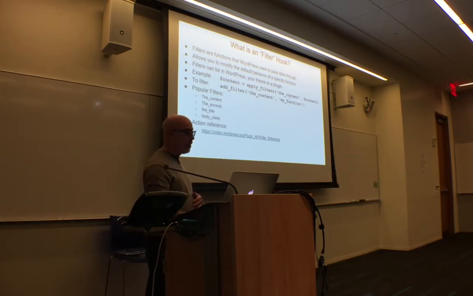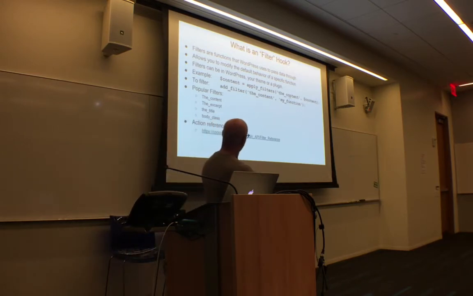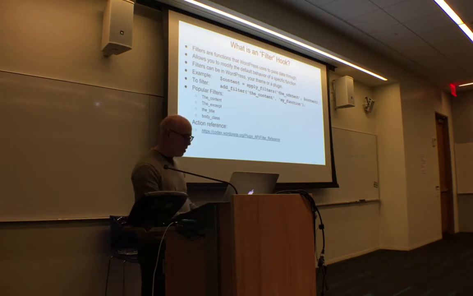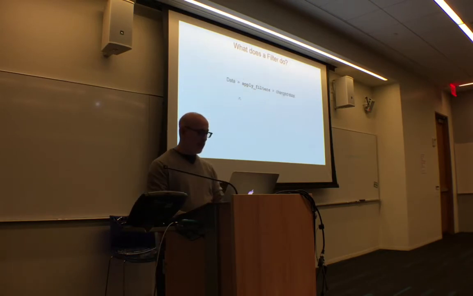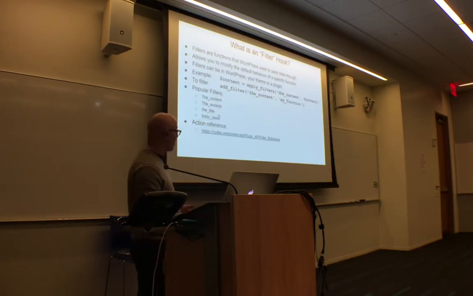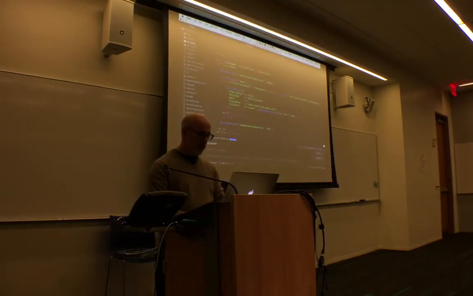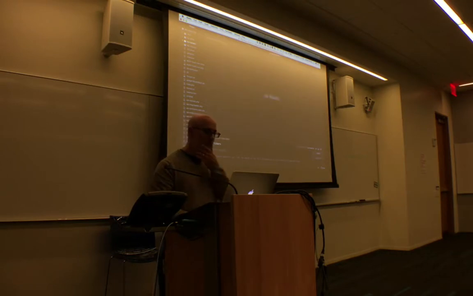And the most popular filter is probably the content, which is what you modify. And anytime in WordPress or a plugin you see apply filters, that is a filter that you would see. And really popular ones are the content, the excerpt, the title, body classes, all these things are really popular. And again, if we go here and we search for apply filters, oh, you gotta spell it right.